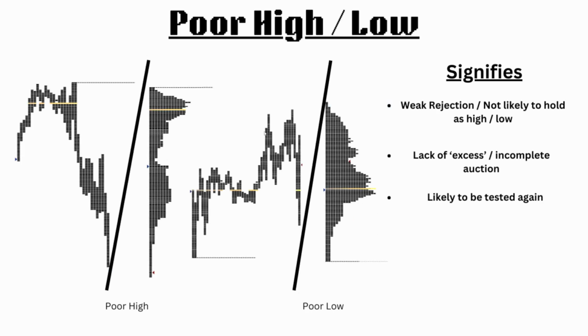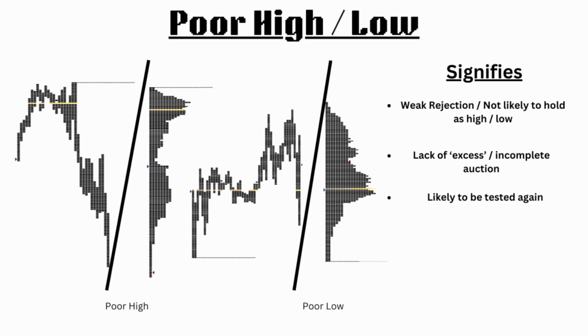In contrast to this, we have something called a poor high or poor low. This is when, instead of having singles at the high or the low, we have two columns or more. These are often weak rejections, where we would expect that if it is a good rejection, it would reach that price and then reject completely instead of repeatedly returning to that area. These often can be seen on a normal chart as a double top or a double bottom.